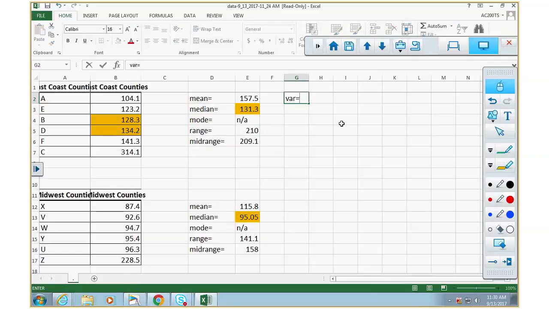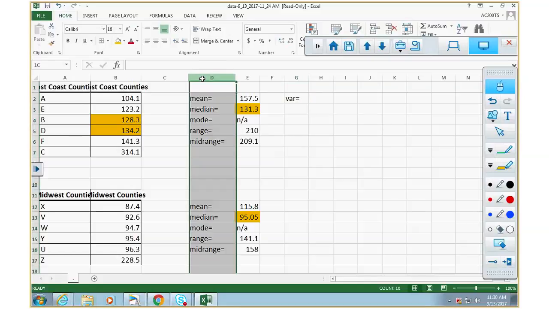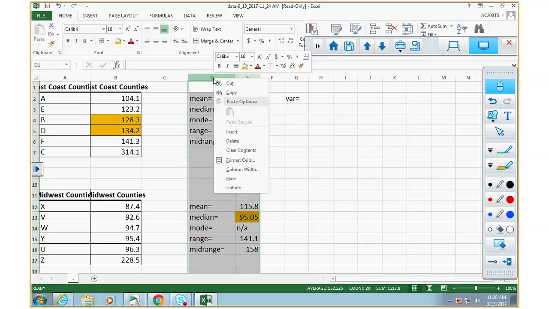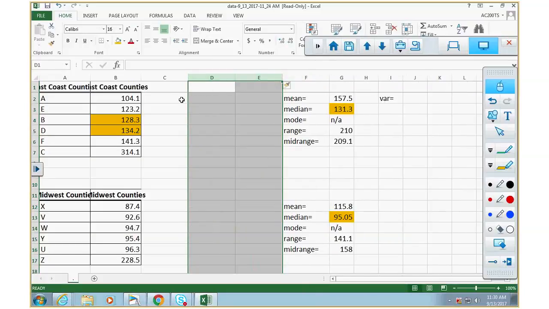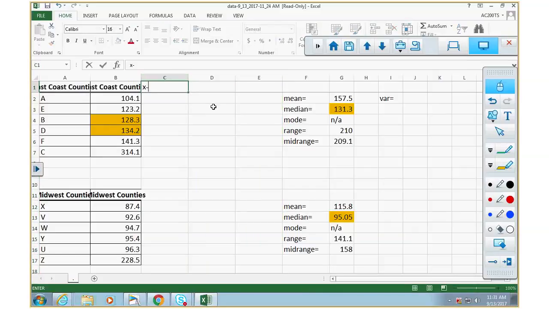is equal to, well, we got to do x minus x bar, so we're going to have to put in another couple of, so right here, this is x, so this is going to be x minus x bar. This is going to be x minus x bar quantity what?